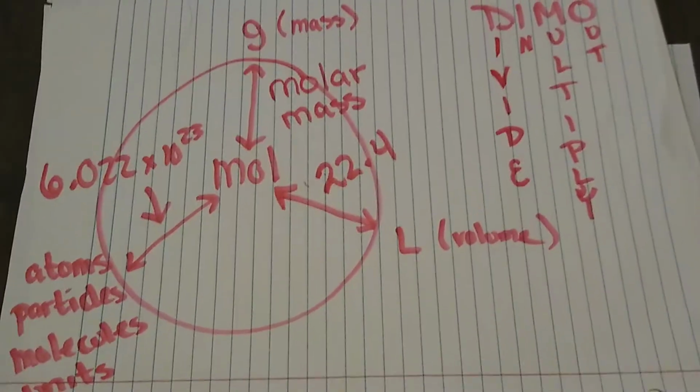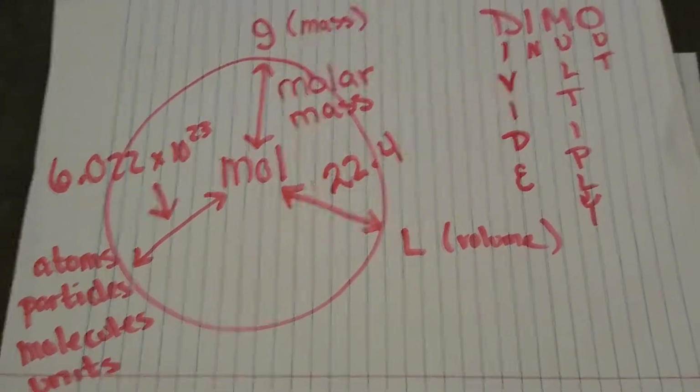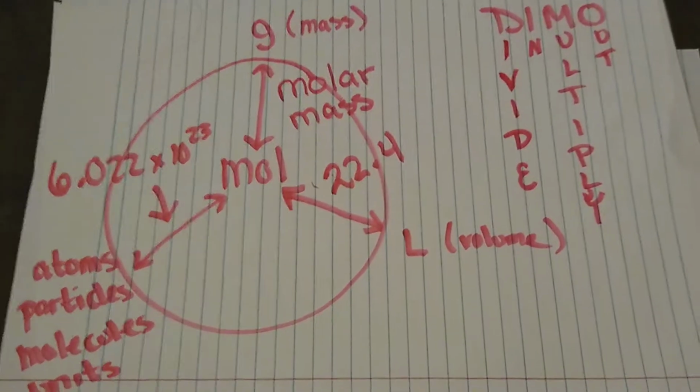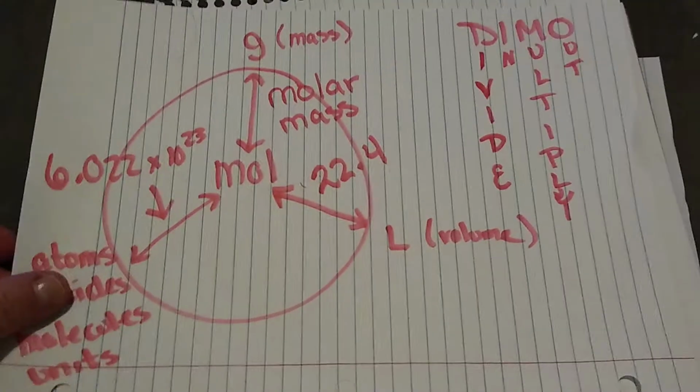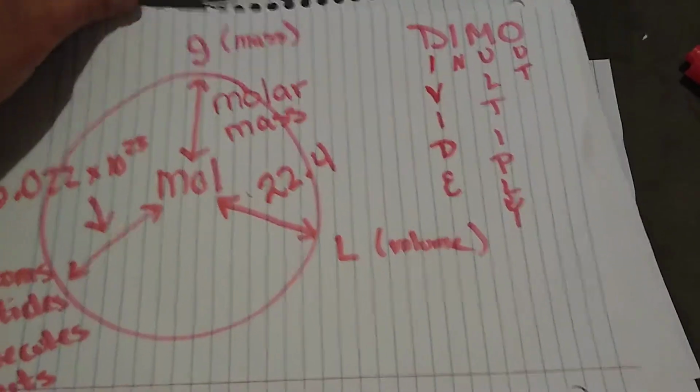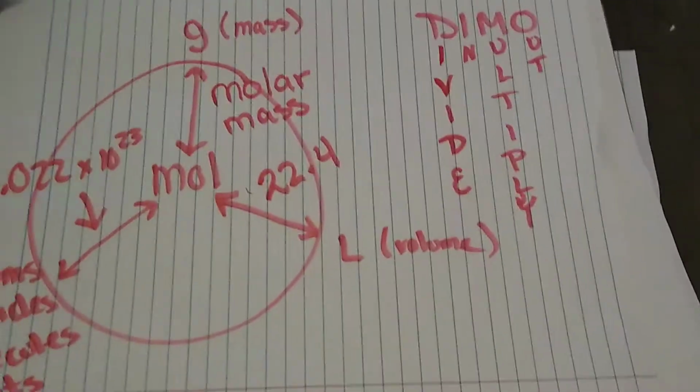So both work. I'm not too picky about which one you use, but you use the one that you're comfortable with, okay? All right, so the first problem he has: what is the volume in liters of 3.8 moles of CO2? So the first thing you need to do is set out what you have and what you want.